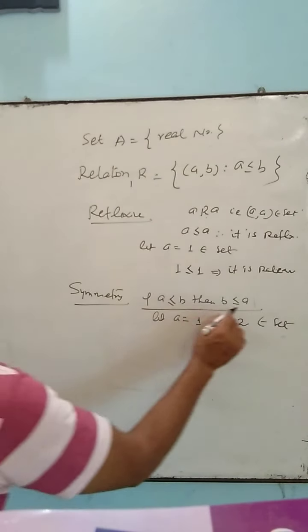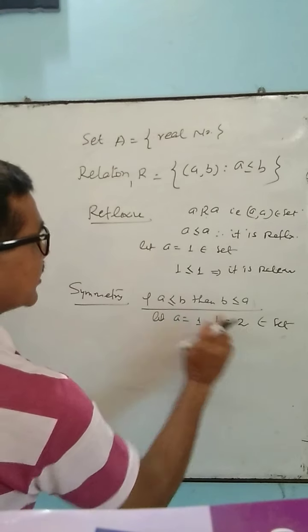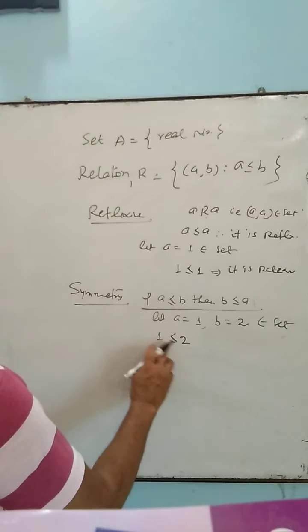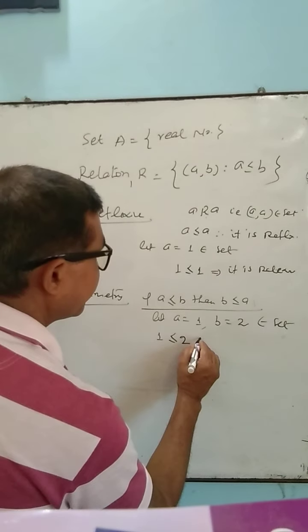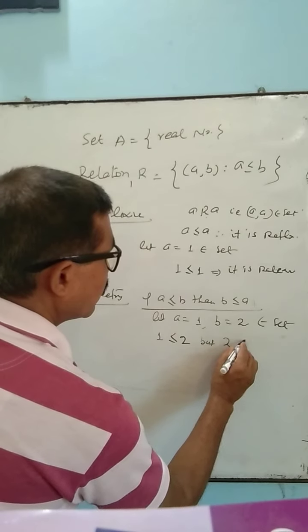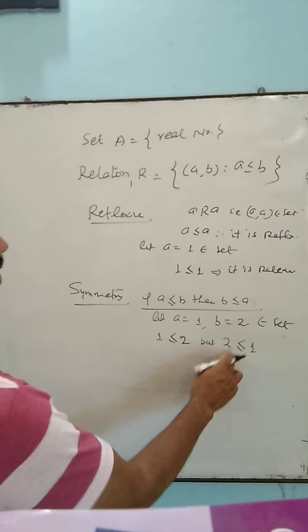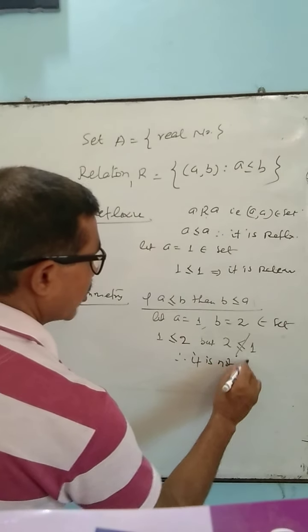Now you can put in this particular equation. A less than or equal to B. Now A is 1, B is 2. So what happened? 1 is less than or equal to 2. Kya 1 2 se chota hai? Definitely. Barabar nahi hai, lekin chota hai. Then, but whether 2 is also less than or equal to 1, so 2 is neither less nor equal. Therefore, it is not symmetry.